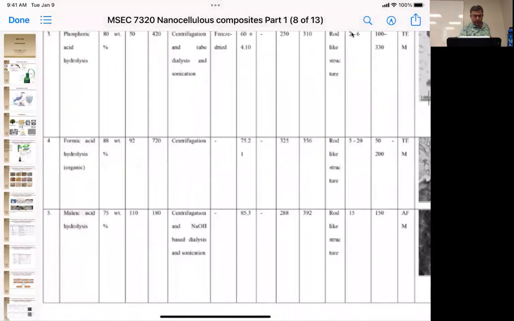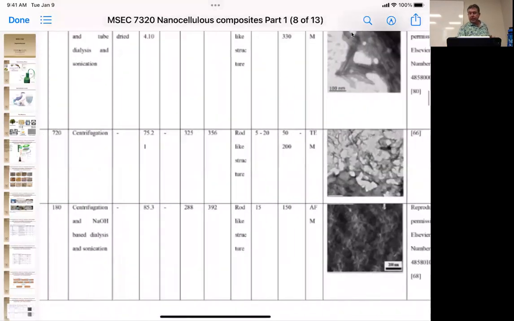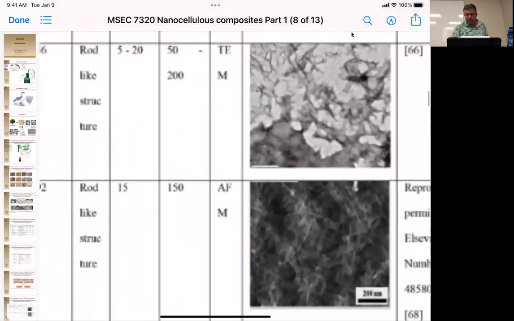So in this one right here, we're going to formic acid and malic acid. And the images aren't quite as good here. This looks like it's probably aggregated quite a bit, but these look pretty good about being separated materials. Again, this is freeze-dried. So this is the structure I would expect to see in a freeze-dried sample, where it's nice and dispersed so you can infuse the resin into it more.